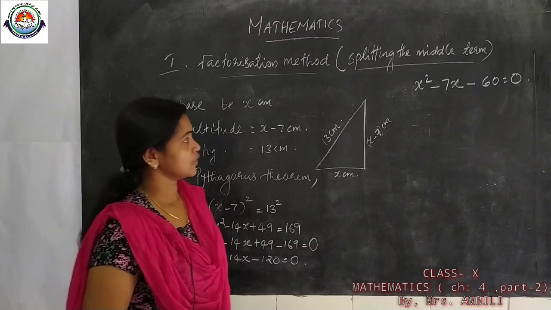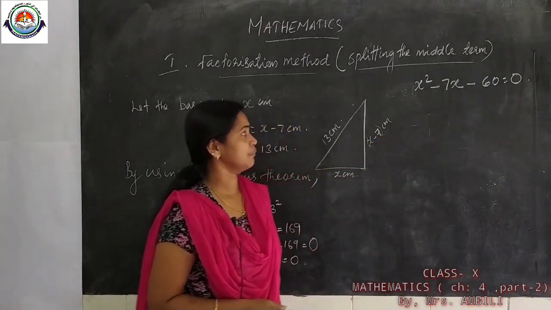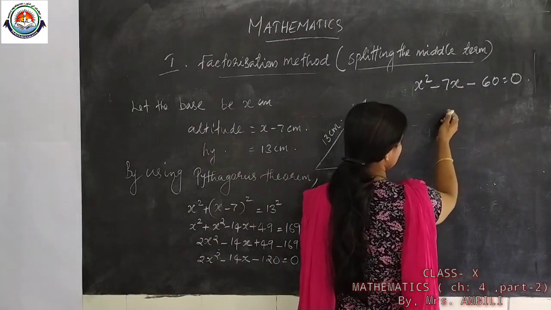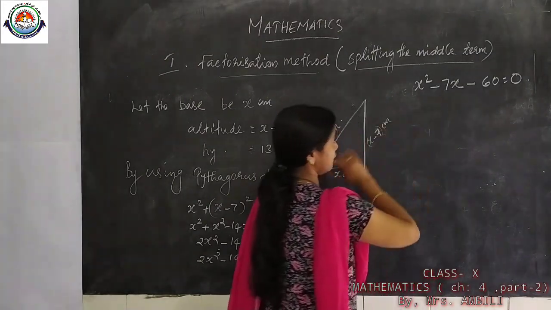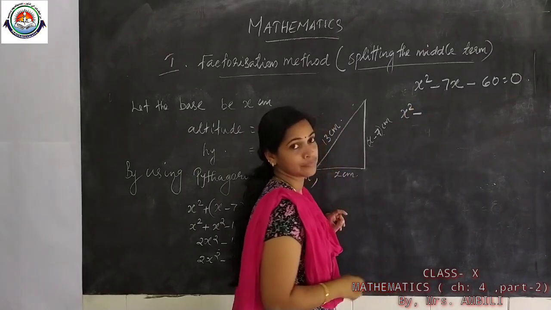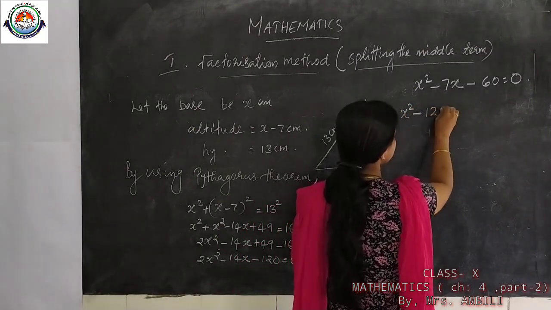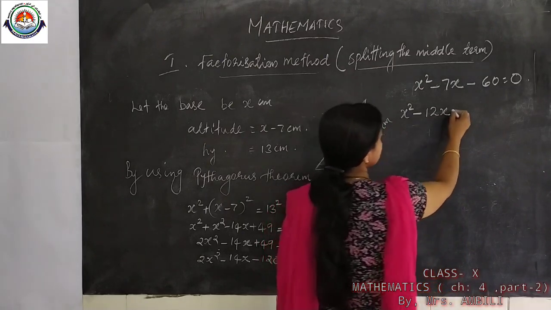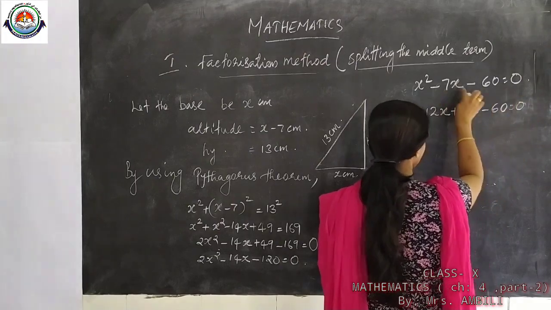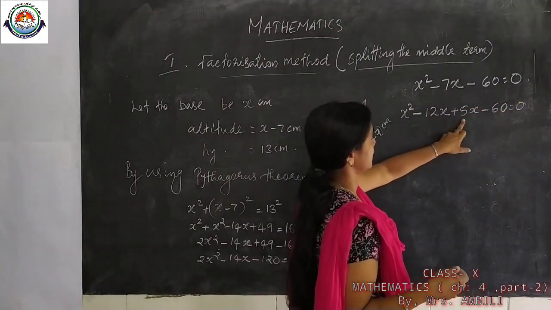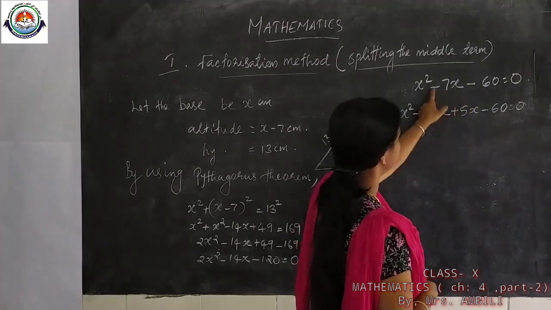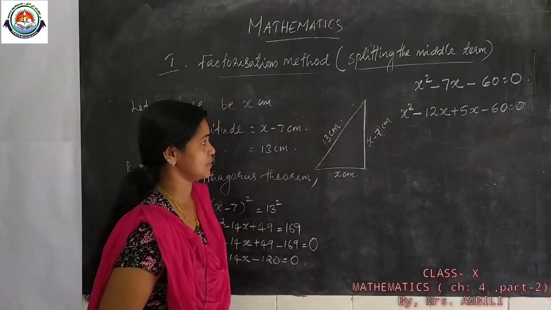Here also we need to use the factorization method. What are the two numbers? Minus 60 and 7, minus 12 and 5 we can take. So, how can we change this one? x square minus 12x plus 5x minus 60 equal to 0. Instead of minus 7x, minus 12x plus 5x. 12 into 5 is 60.